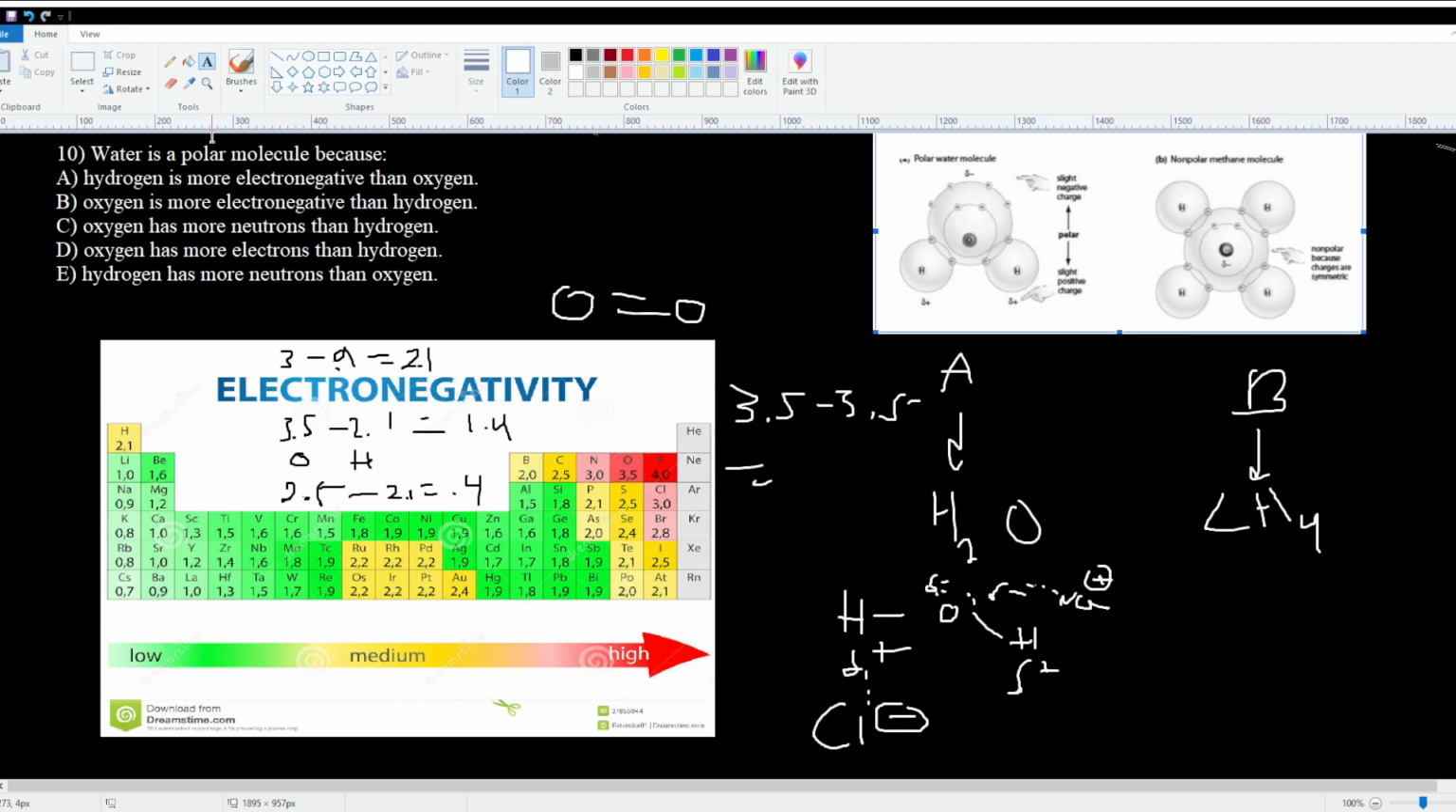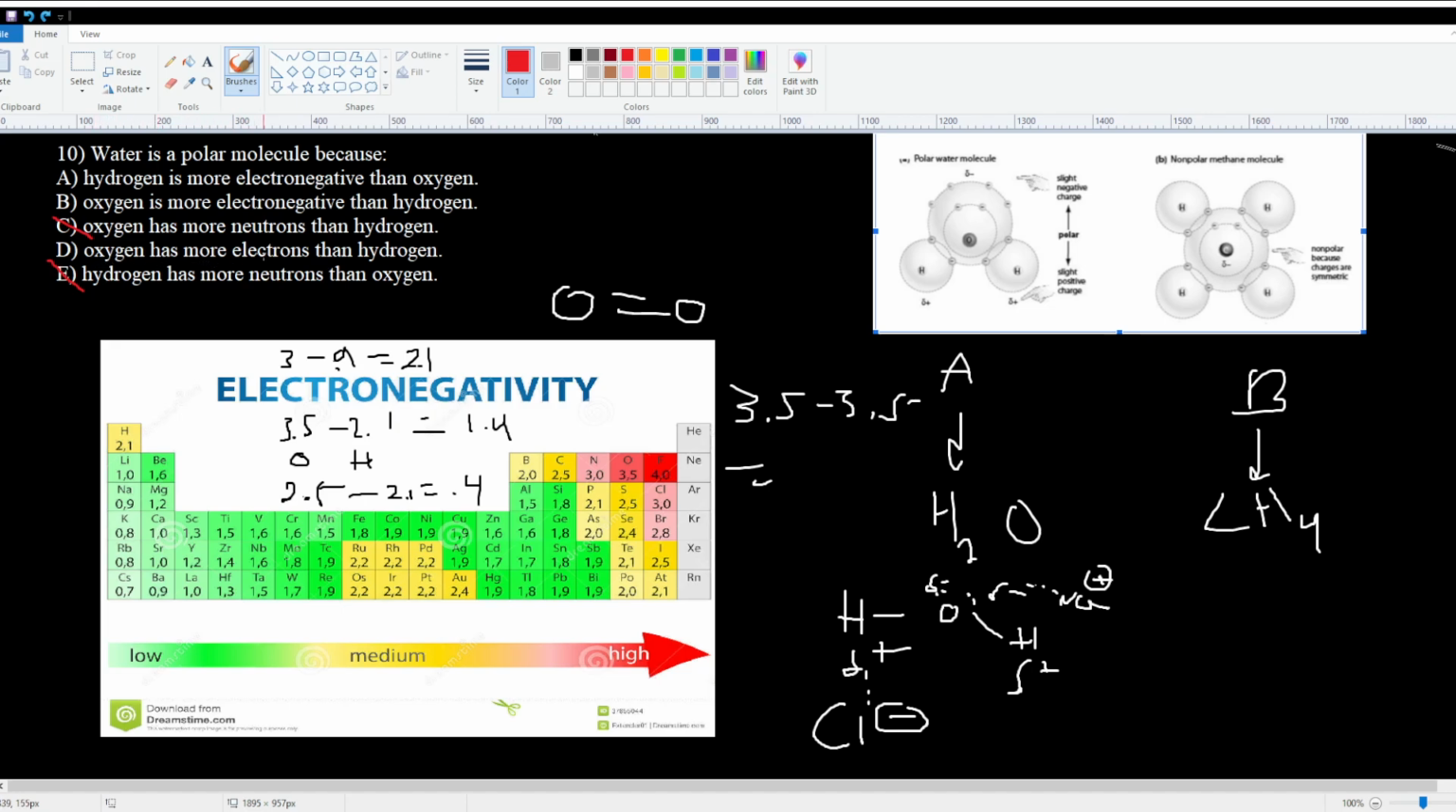So the question's asking, water is a polar molecule because A, hydrogen is more electronegative than oxygen, B, oxygen is more electronegative than hydrogen, C, hydrogen has more neutrons than hydrogen, D, oxygen has more electrons than hydrogen, or E, hydrogen has more neutrons than oxygen. So immediately we could eliminate E and C because we're not talking about neutrons. Neutrons barely have anything to do with anything in this class, except for the case of isotopes. So don't even worry about neutrons if we're not talking about molecular weight or isotopes. So neutrons out of the question.